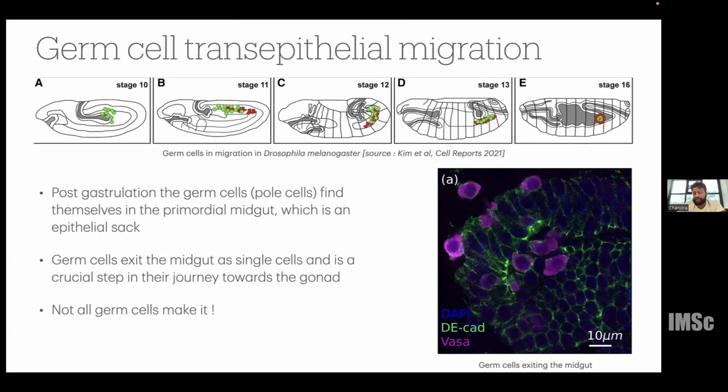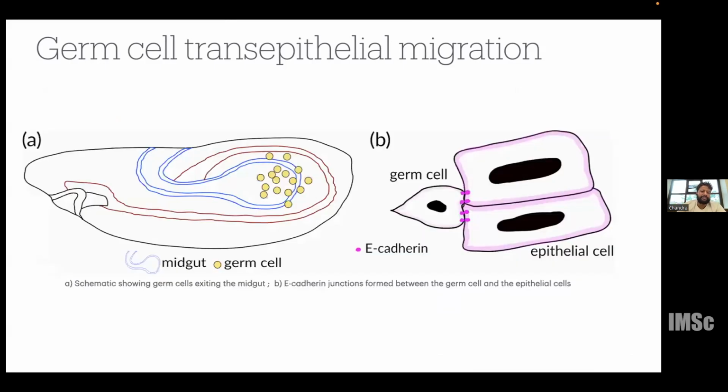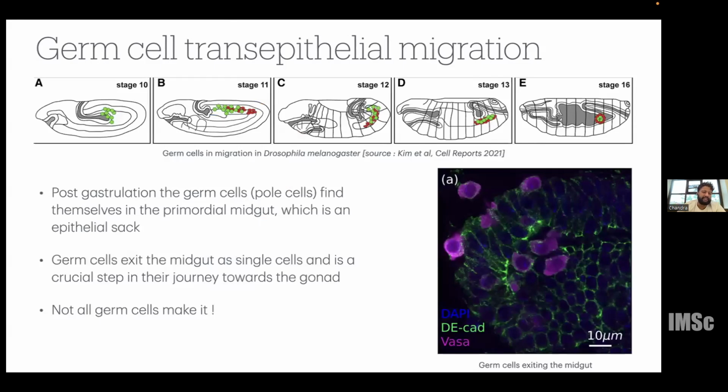But right after gastrulation, for people who don't know what gastrulation is, if you have seen these famous videos of Drosophila embryo development, you would have seen at some stage this huge churning of the embryo, where a lot of things start moving and there's a huge amount of flow. That's gastrulation. Right after it, the pole cells have been displaced into an epithelial sac called the primordial midgut, and they're stuck there, which is shown in A here.